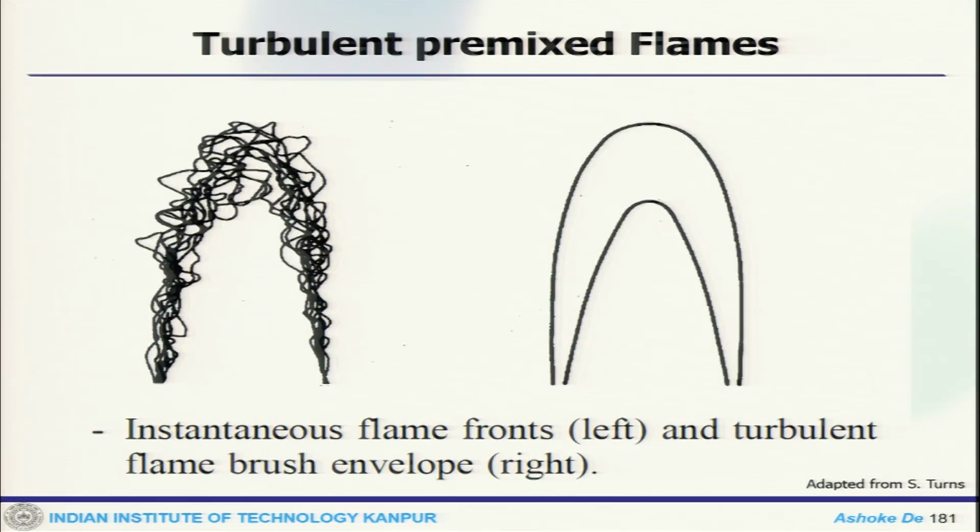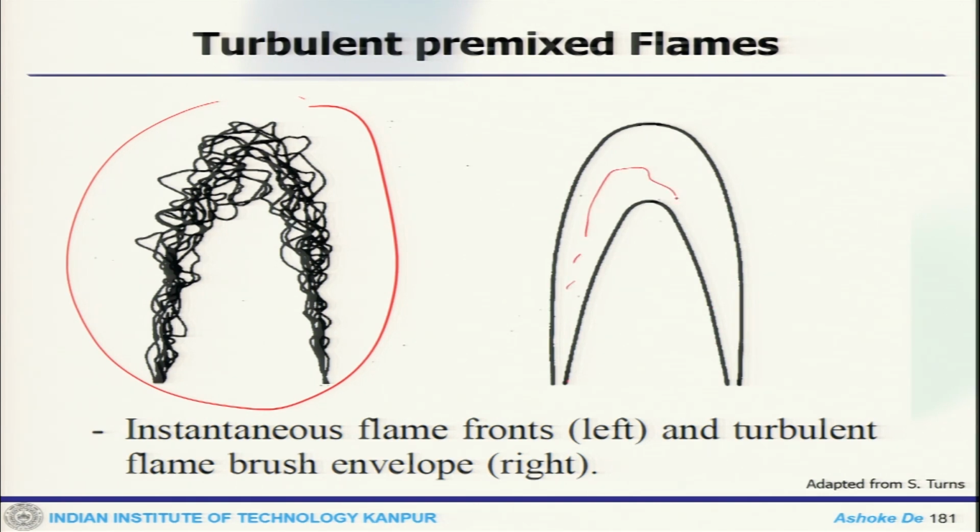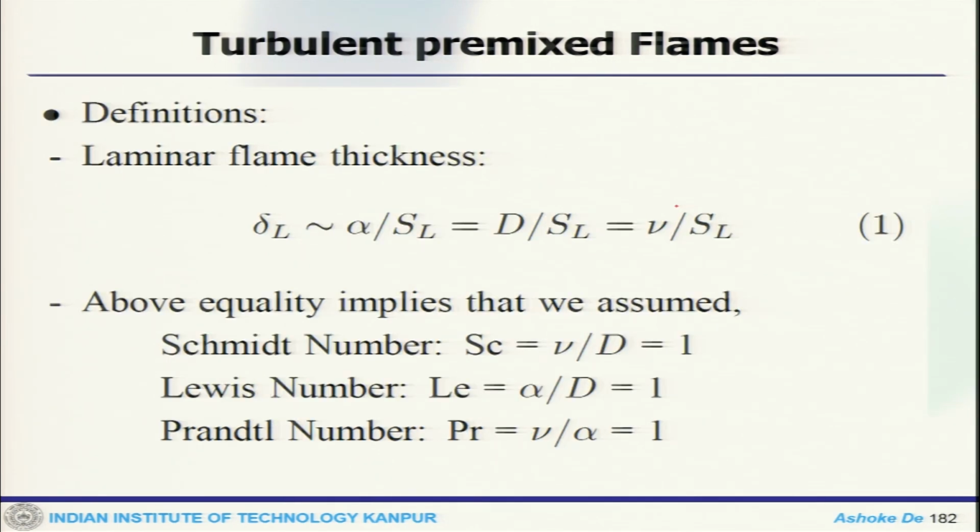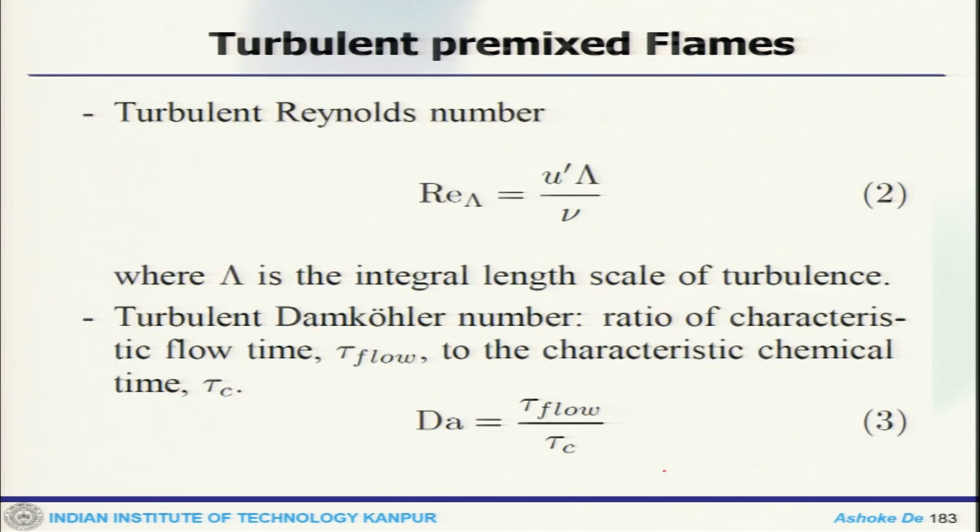Now, if you look at the instantaneous images, this is the instantaneous flame front that you can see, and if you put that flame brush, this is what one can see. This is the flame brush, and in between there would be a lot of chaotic randomness. One definition of the flame thickness is proportional to alpha by SL. One can write it in terms of diffusivity and the flame speed, with Schmidt number 1, Lewis number 1, Prandtl number 1; these are the non-dimensional numbers.